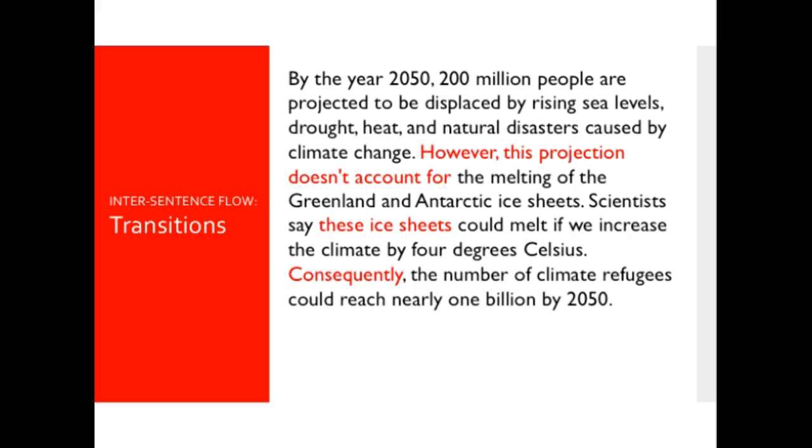So we have the same beginning, and then instead of just launching into talking about the melting of the ice sheets, which if you're knowledgeable about the subject, you know is related, we're going to use the word however, a transition word, and then this projection, so that's a given new, we're referring back to the projection offered in the previous sentence, doesn't account for the melting of the Greenland and Antarctic ice sheets. Scientists say these ice sheets. So again, we are referencing the ice sheets without having to repeat the phrase Greenland and Antarctic ice sheets. We're using these. Could melt if we increase the climate by 4 degrees Celsius.